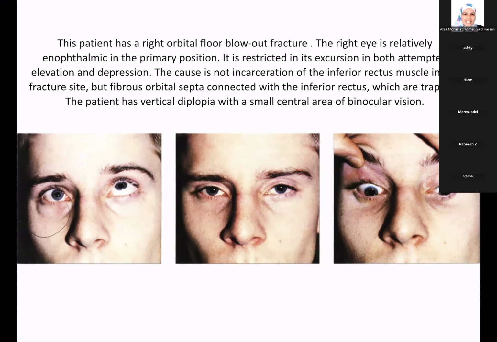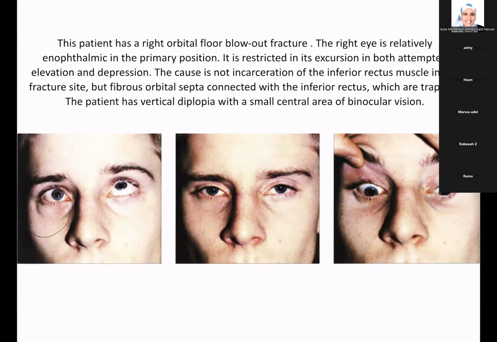So in the leftmost image, he is trying to look up, but he cannot elevate his eye. While in the rightmost image, he's trying to look down and he cannot go really down in the right eye. So there is restriction of both up and down movement of his right eye due to involvement of the incarceration of either the muscle or the fibrous septa.